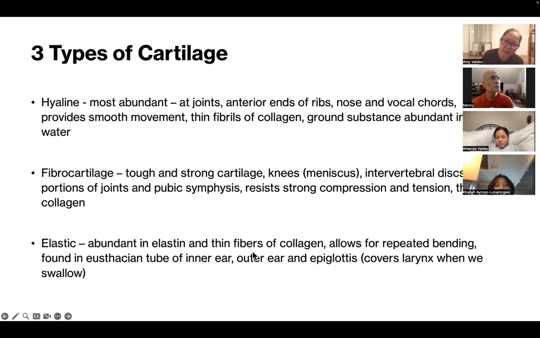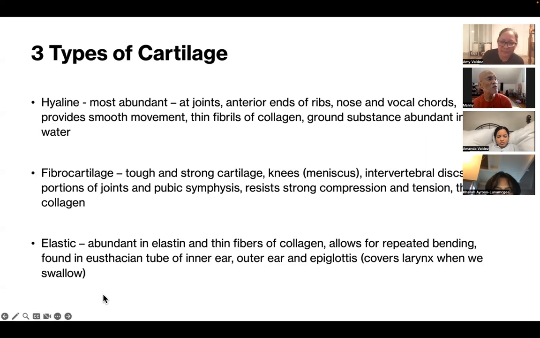Elastic cartilage has thin fibers of collagen, allows for repeated bending, and is found in, interesting enough, the eustachian tube of the inner ear, the outer ear, this one, and the epiglottis. Our epiglottis covers the larynx when we swallow, so that you don't swallow down the wrong windpipe.